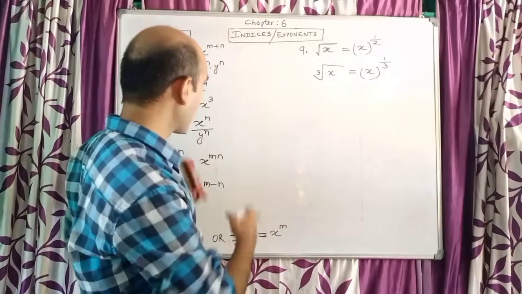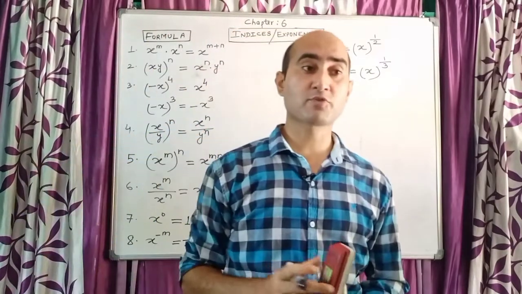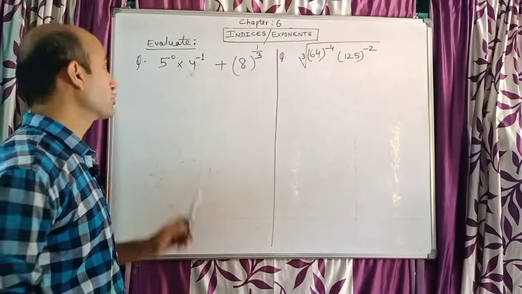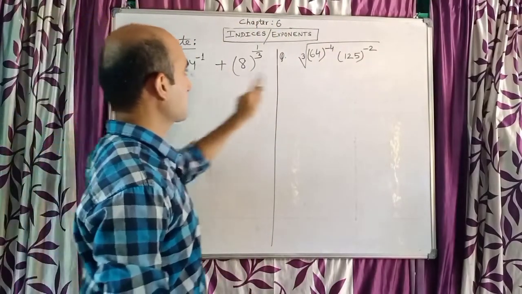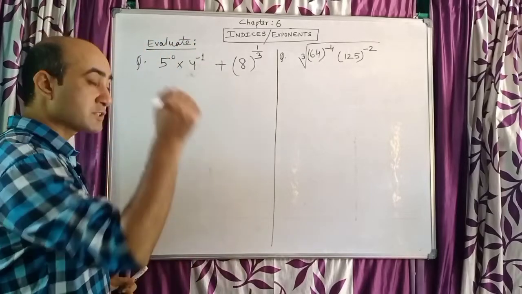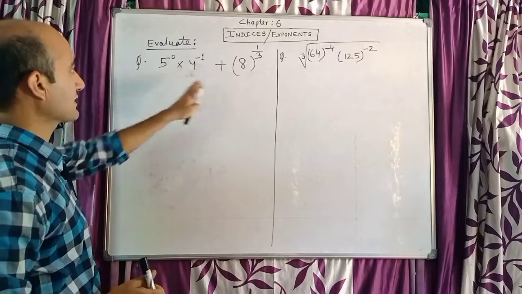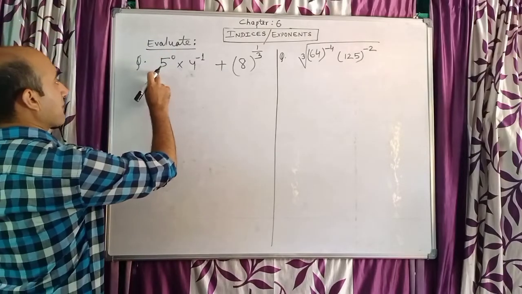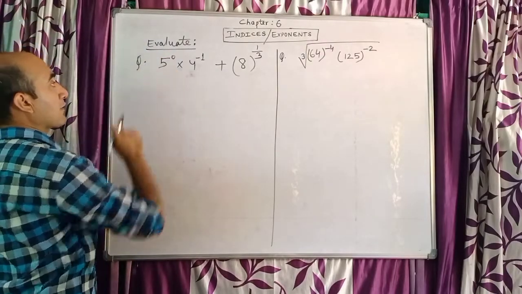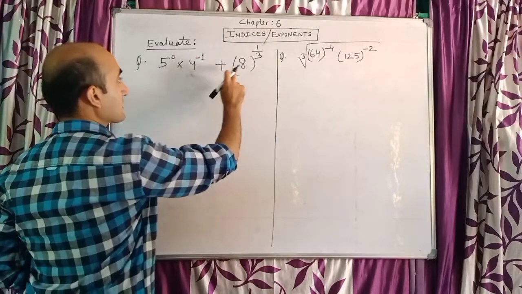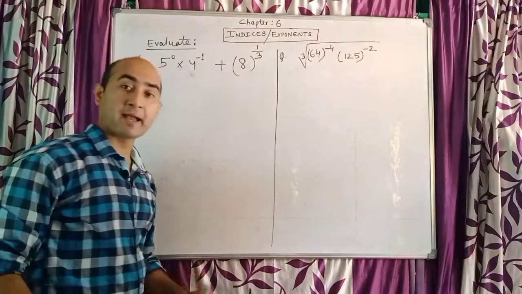So now, applying these formulas, children, I will do some questions for you and then you practice them. Here I have 2 questions for you. This is the first question, this is my second question. Using those formulas, I will now be evaluating these questions. Here is my first question: 5 to the power 0 into 4 to the power minus 1 plus 8 to the power 1 by 3.